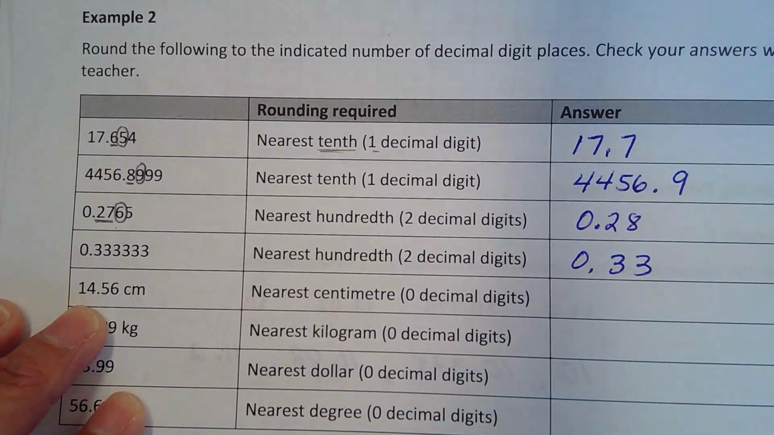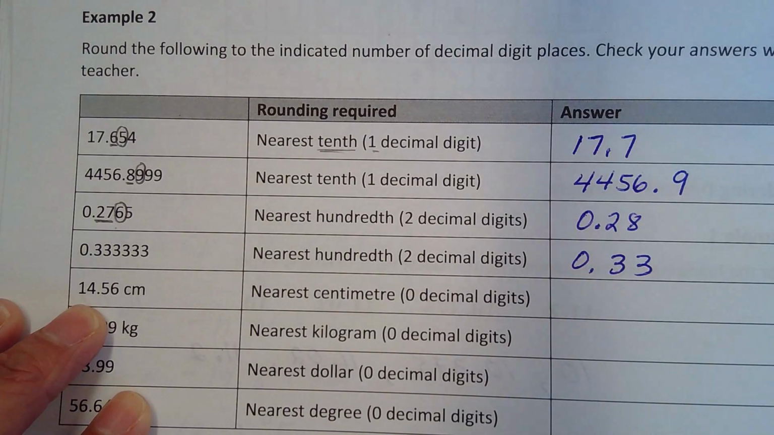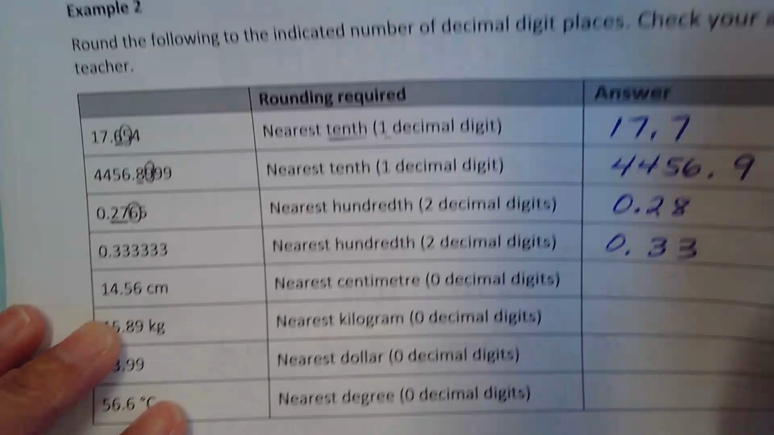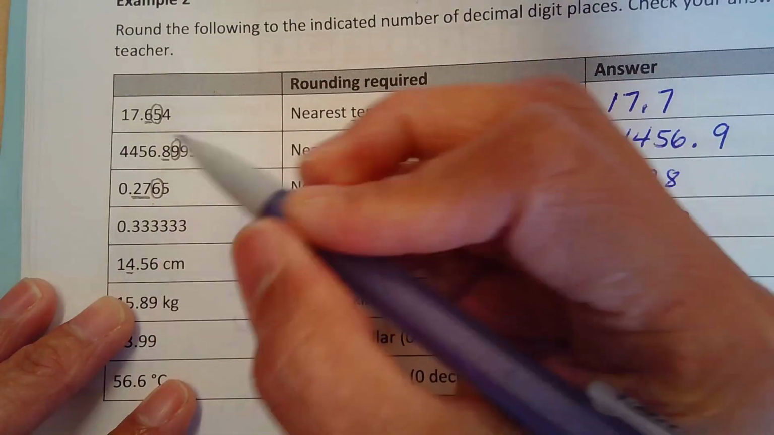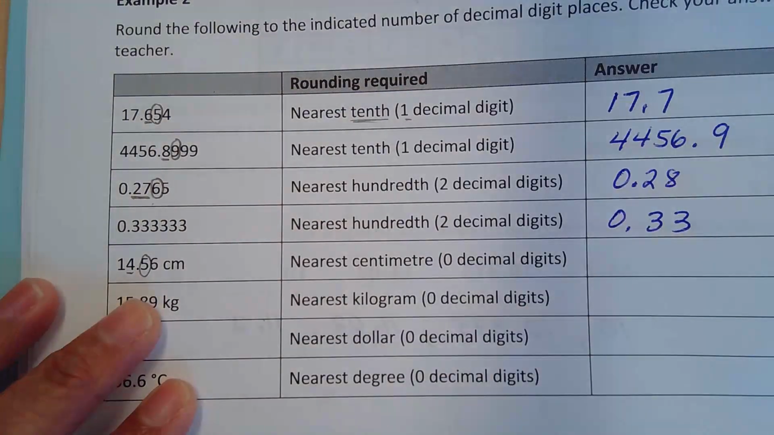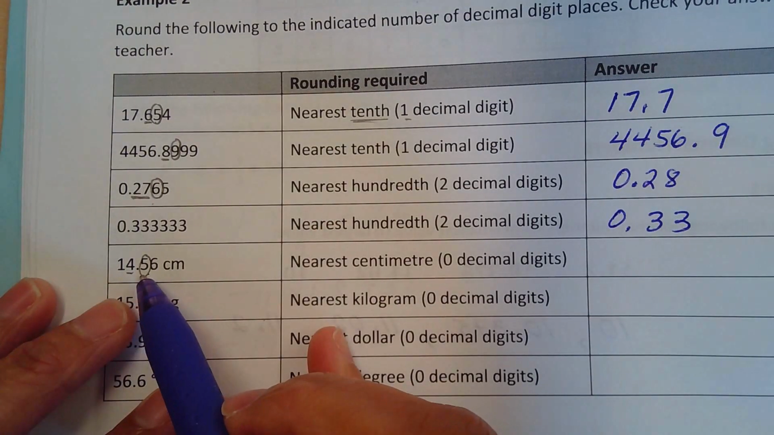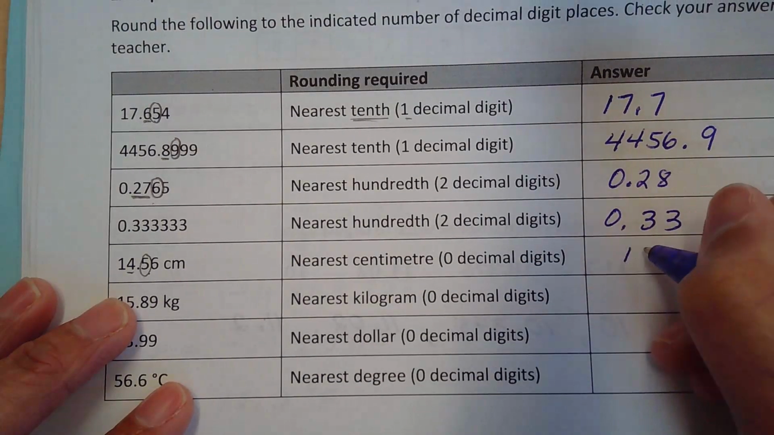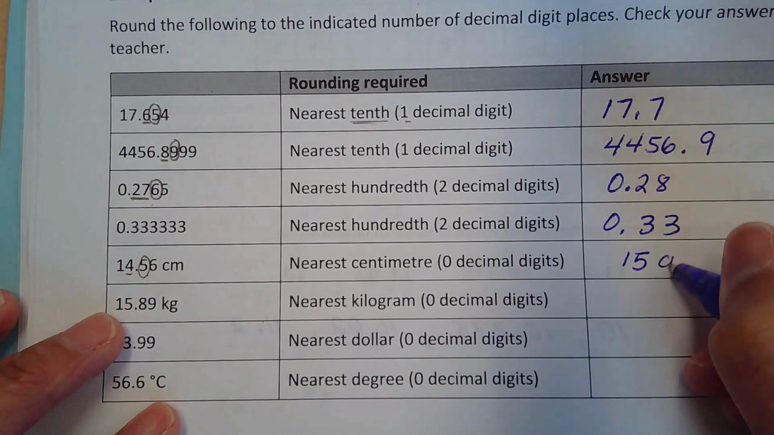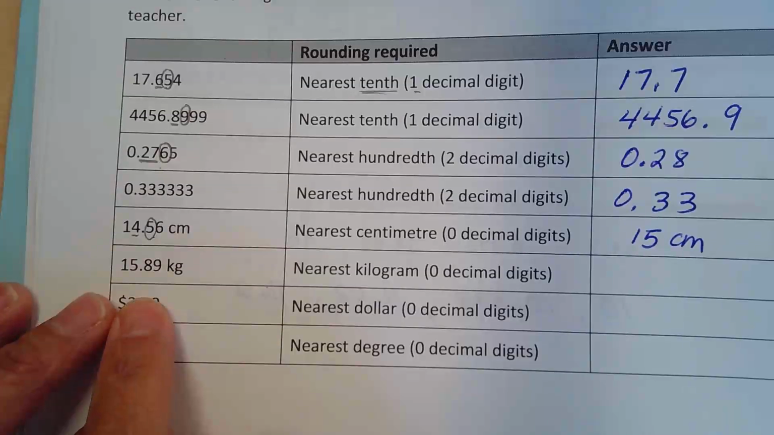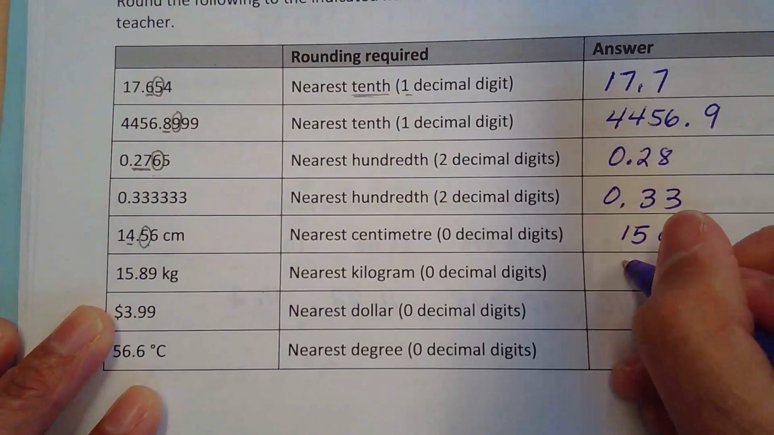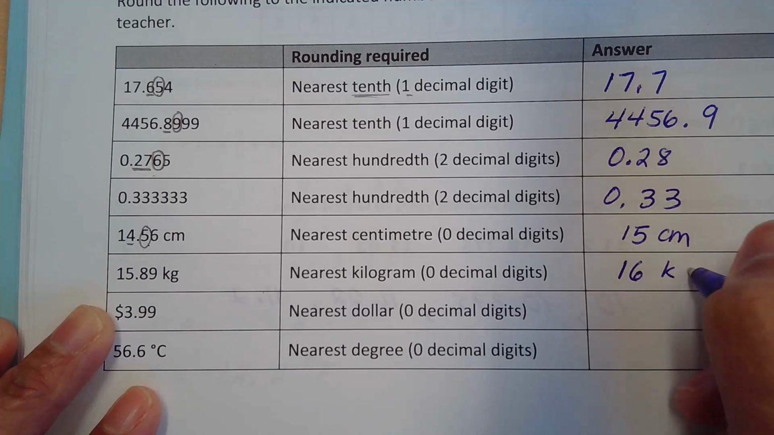What about this one? This is funny because it says here nearest centimeter, which is 0 digits. So no decimal digits, rather. So this is your nearest whole number. You look at the digit. If it's 5 or more, it's up. Less than 5, it's down. So this would be rounded off to 15 centimeters. What about this one? The nearest whole number would be 16 kilograms.